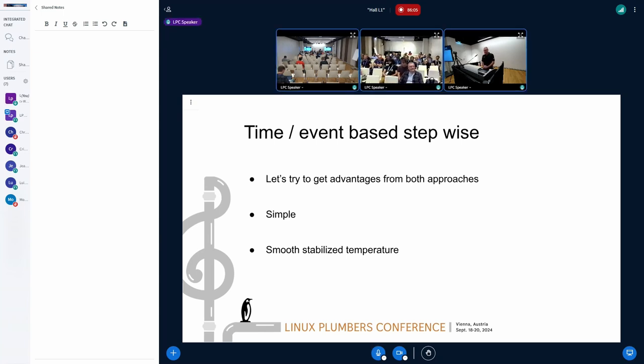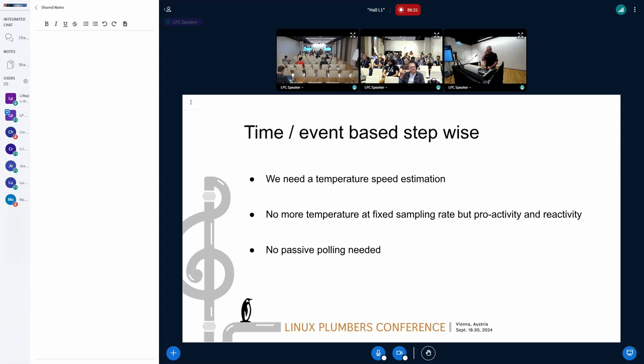So the proposal is, maybe what we can do is try to find a solution where we can have a simple logic, like the stepwise governor, and having a smooth stabilized temperature figure. So it means we reduce the number of overshoot and undershoot. In order to do that, we need to find out the temperature speed estimation. We have to find the speed, the temperature speed change, well, the variation of the temperature. And we don't do sampling.